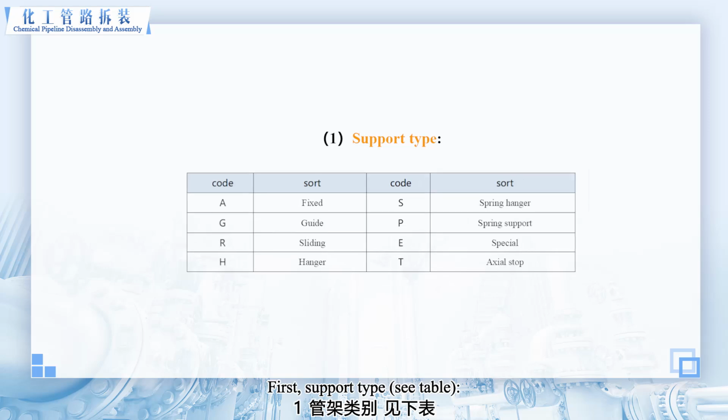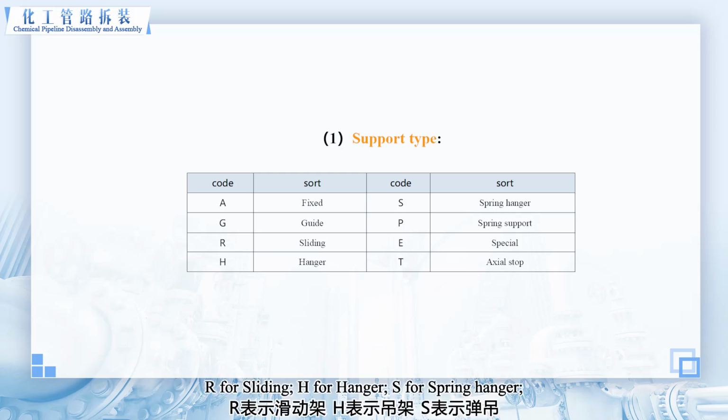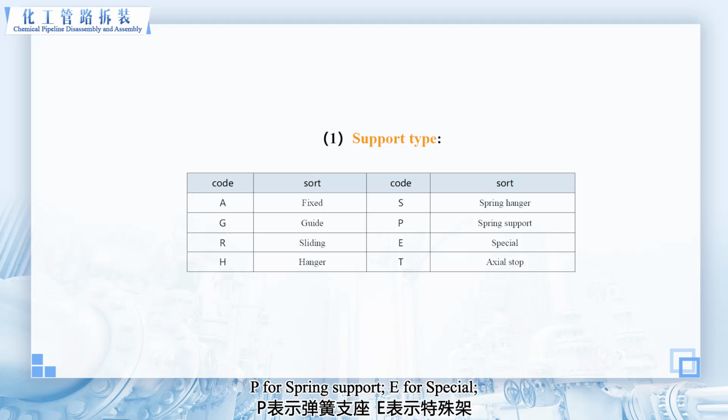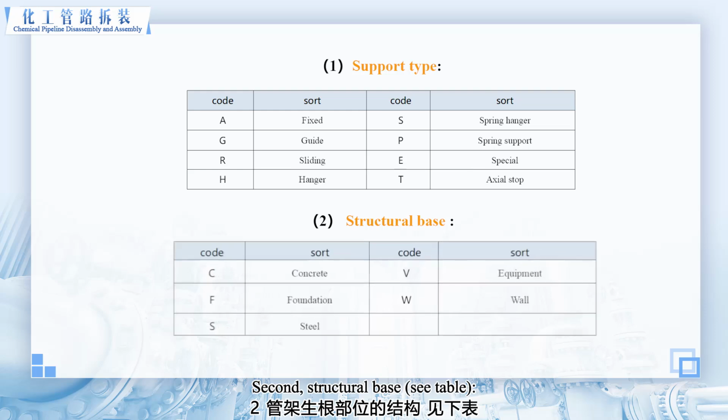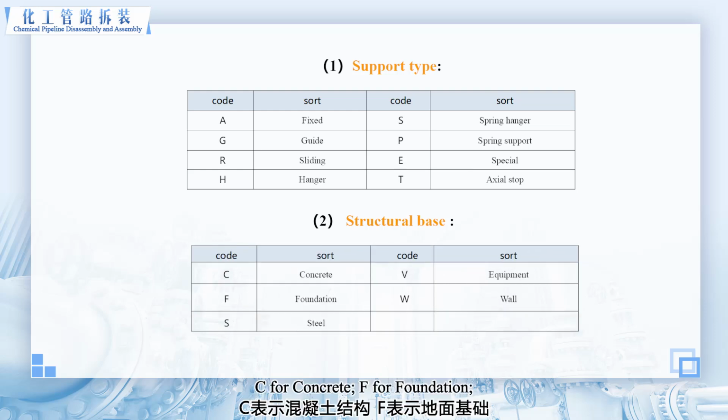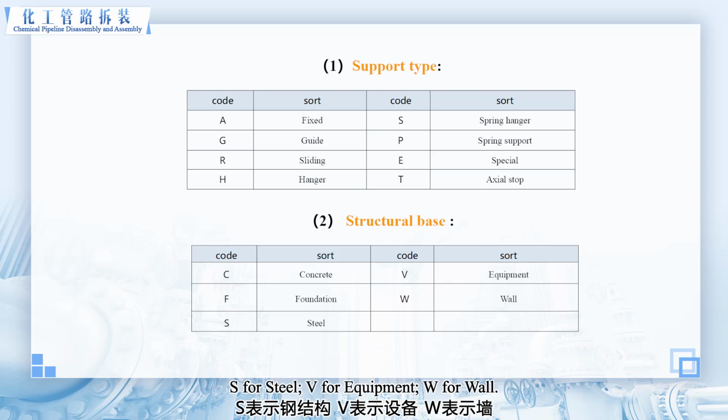First, support type. See table. A for fixed, G for guide, R for sliding, H for hanger, S for spring hanger, P for spring support, E for special, T for axial stop. Second, structure base. See table. C for concrete, F for foundation, S for steel, B for equipment, W for wall.